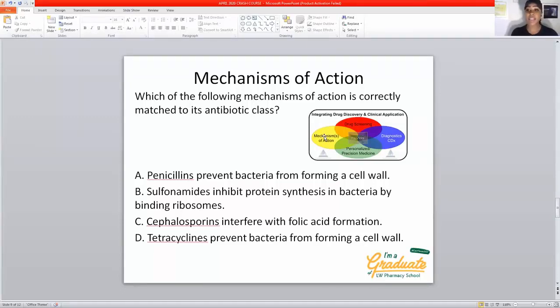The correct answer is A. Penicillin prevents bacteria from forming a cell wall, which makes the bacteria burst, right? And so it was tricky. This was a tricky one. I put this in here because I know y'all felt like y'all were just zooming through those questions. I was like, okay, I got to do a little something to trick you all up.